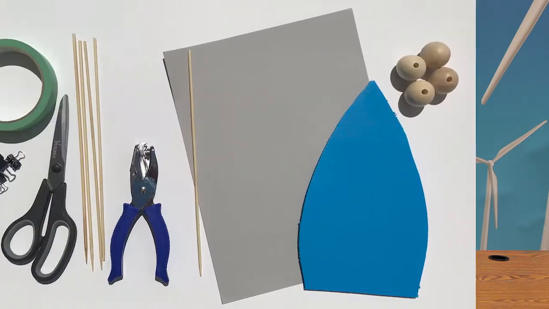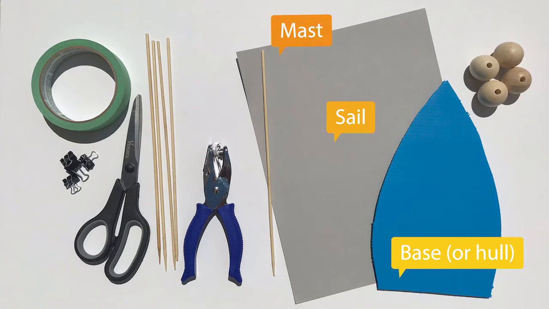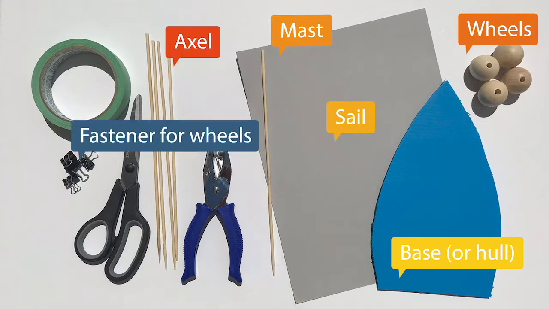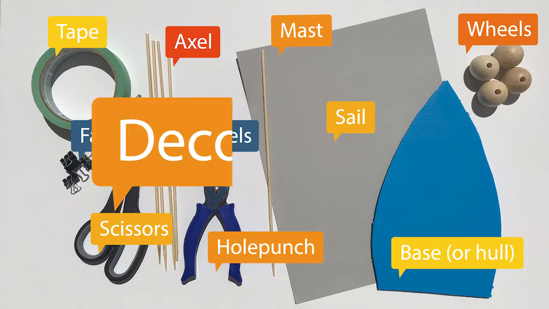Here are the main parts you'll need for your sail car: a base or hull, a sail, a mast to hold the sail up, wheels, an axle to allow the wheels to turn, fasteners to hold the wheels onto the axle, tape or other material to fasten the sail to the mast, scissors, a hole punch or something else to make holes in the sail or base, and decorations if you want to give it some style. You'll also need a fan and a measuring tape to see how well your sail car performs.